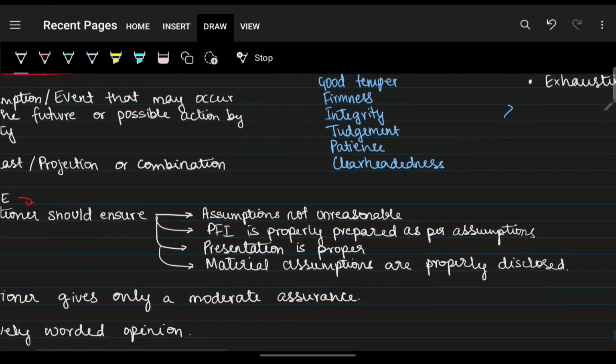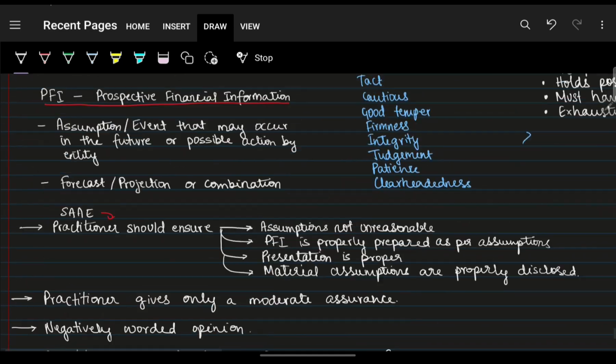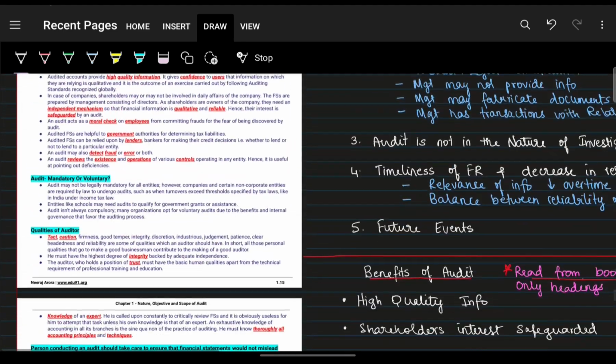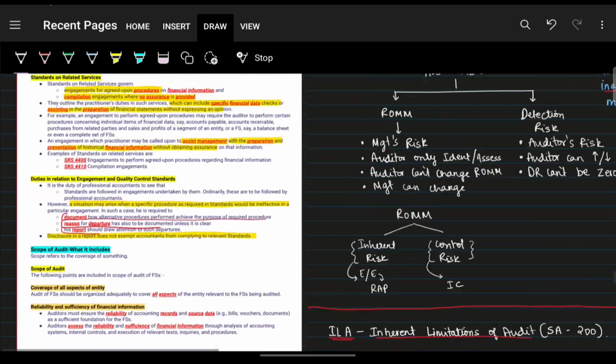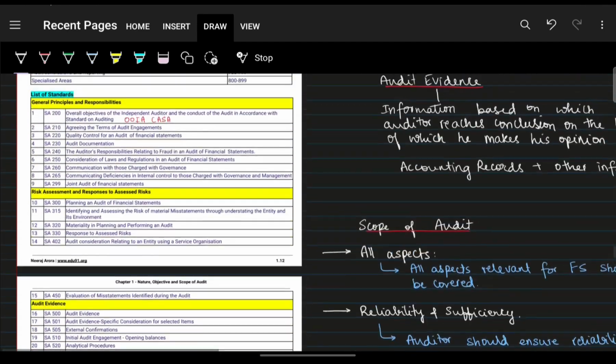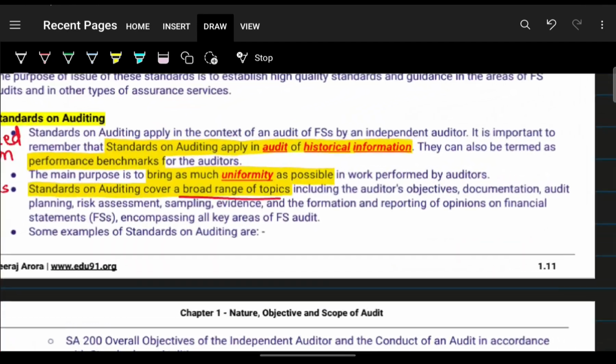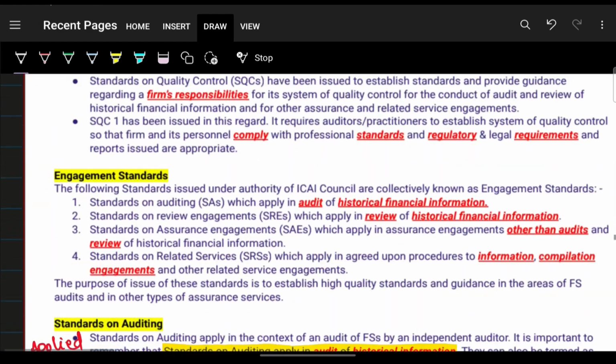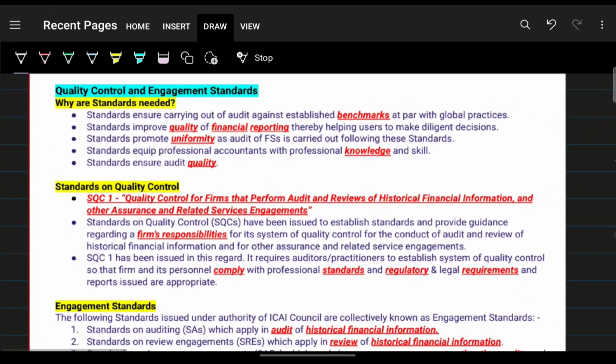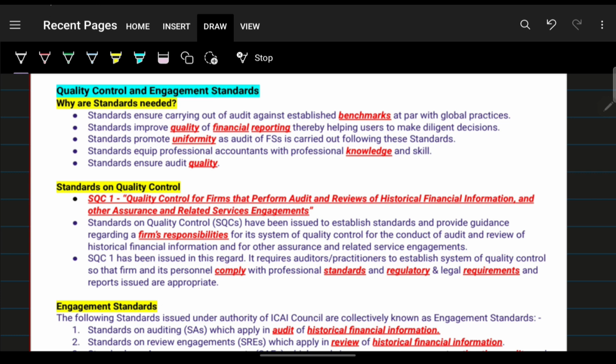Okay, next. I think we can move on to the short notes. Starting with the SQC. As I discussed earlier, SQC has been issued to establish standards and provide guidance regarding a firm's responsibility. It is the firm's responsibility to maintain a system of quality control for the conduct of audit and review of historical financial information.